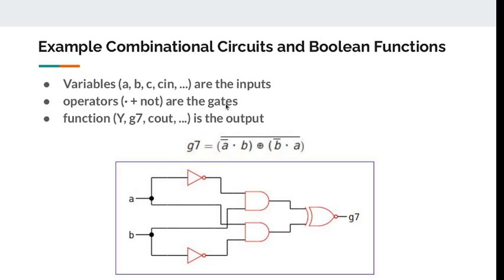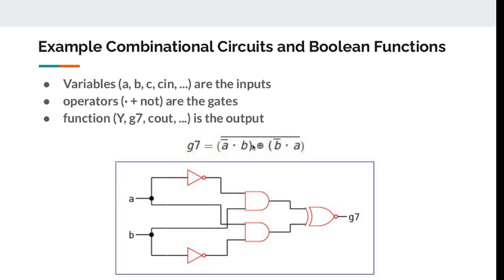Of course you can have sub-circuits, but if you have an equation like this, for example, I have the complement of this function, I have the complement of A, the complement of B. Those are just gates that you're going to use to represent this variable in this form, the complement. And in this case, we have an exclusive OR here as well. And the function is the output. So G7 in this case is going to be the output of this function, and it can be like Y or C out, any name that you give to your output. It's the output of your function. So in this case, let's see.